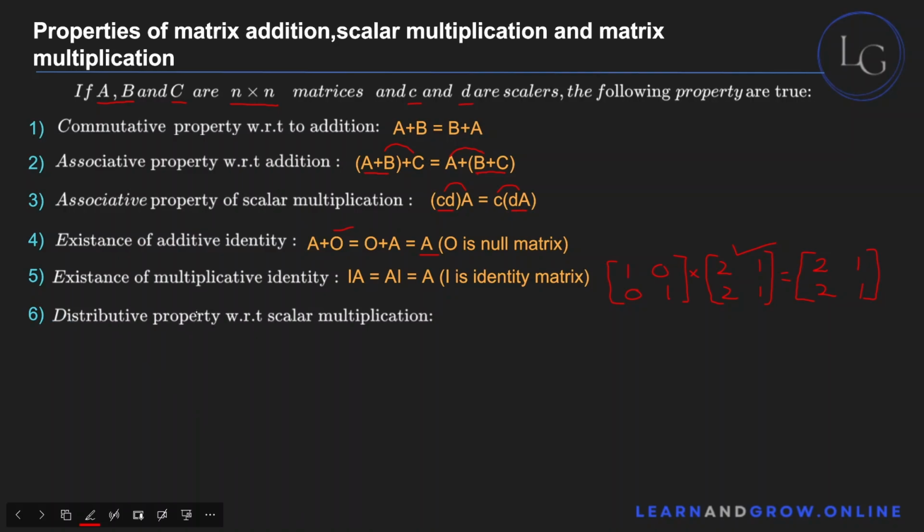Now the distributive law, the distributive property with regards to scalar multiplication. Again, brackets first. It says here that if you add up A and B and then you multiply the scalar c into the resulting matrix, it will be the same as if you multiply scalar c with matrix A first, and then you add that to the resulting matrix of scalar c multiplied with matrix B. Both of these sides will be equal.